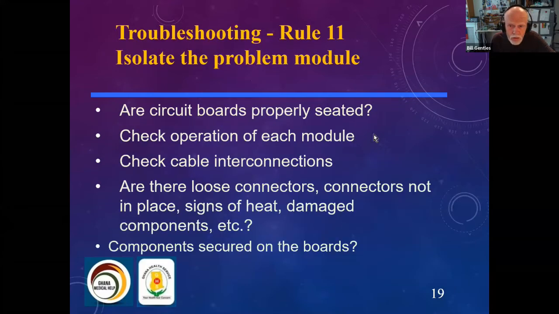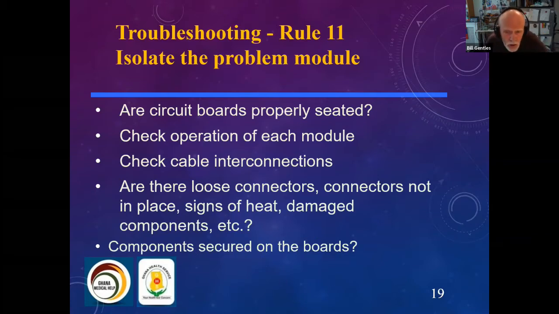Rule 11, try and isolate the problem module. There may be a number of circuit boards plugged into sockets. Are they properly seated? Can you check the proper operation of each module? Sometimes there are little indicator LEDs on the module indicating presence of power or functionality of the module. Check the interconnections of the cables between modules. Are there loose connectors? Connectors not in place? Signs of heat or damaged components? Are there components coming loose on the boards?